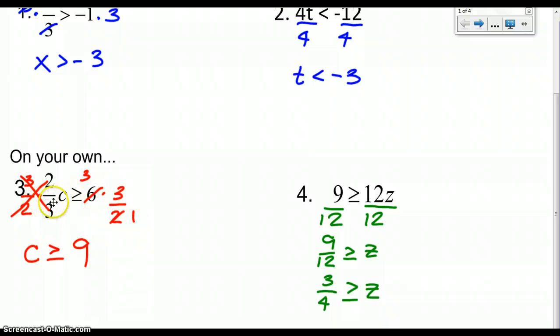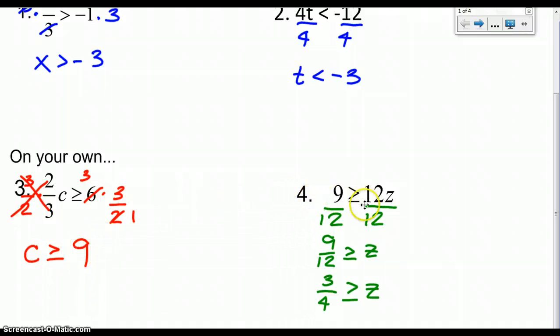For number 3, we have to multiply by the reciprocal, which is 3 over 2, so that crosses out the 3's and the 2's. And then we're going to times by 3 over 2 on this side also. And I noticed that 2 goes into 6 three times. So it's 3 up here and a 1 down here. Then I multiply across on the numerators. 3 times 3 is 9 over 1, which is just 9.